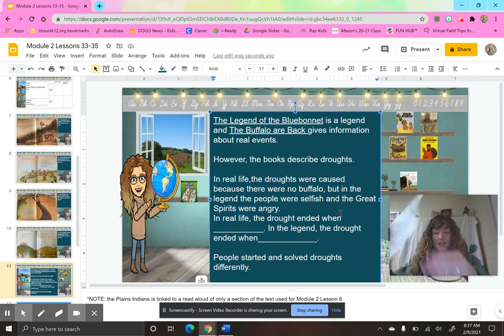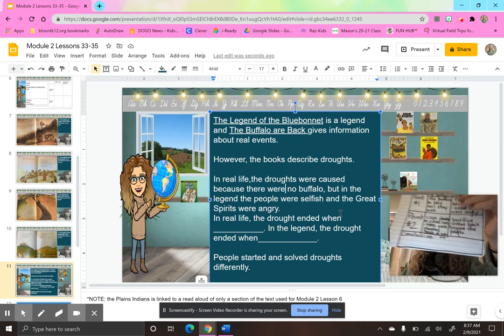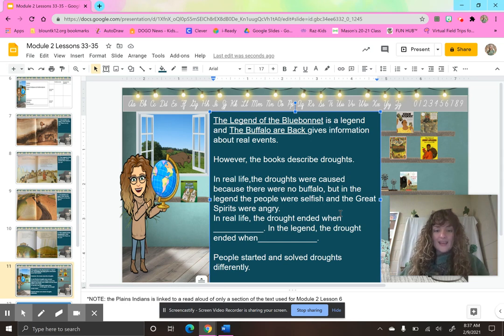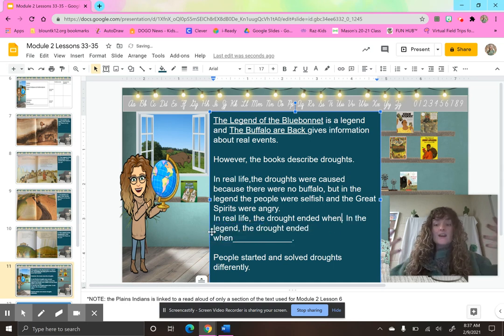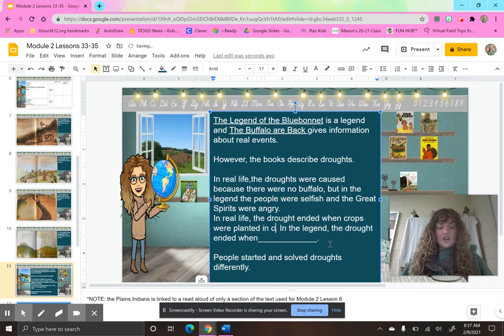Now let's look at point 2. How did the crops become healthy again in The Buffalo Are Back? The drought ended when what happened to make the plains healthy again? What made the plains healthy again? Tell me in the puzzle. So in real life, the drought ended when crops were planted in curves. And there were other things that made it healthy, but we're going to leave it at that.